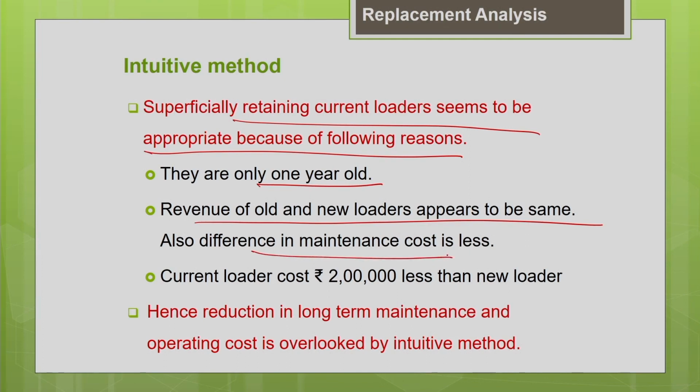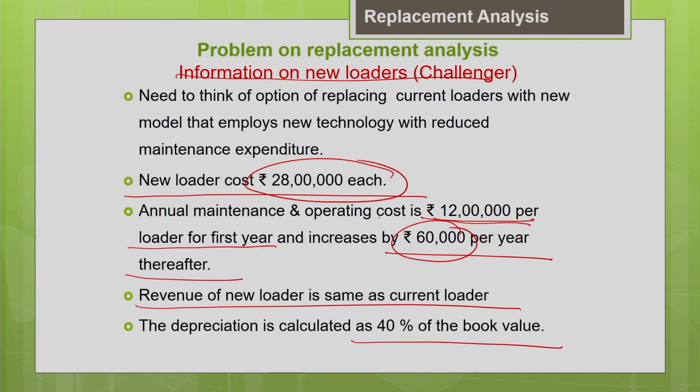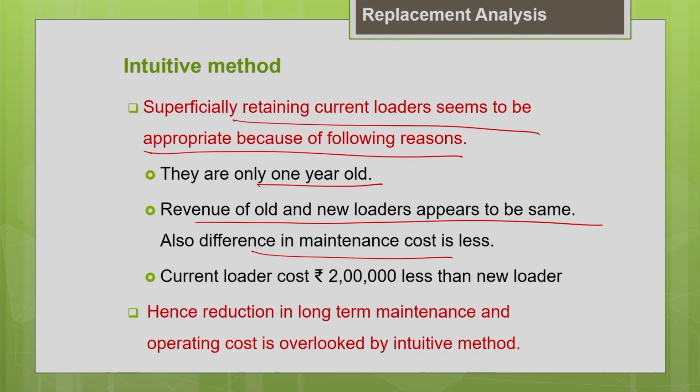Here maybe we are making some error because we are not looking into the long run. There is a saving of 20,000 per year in the maintenance and the operating cost when you go for the new loader. Since we did not work out the in-depth economics, we may feel that holding the current loader is the best option because there is not much difference in the maintenance cost, but it is not so. If you work it out, you can easily find that there is a saving in the maintenance cost in the long run. Another important thing to be noted is the current loader cost is 2 lakh less than the proposed new loader.